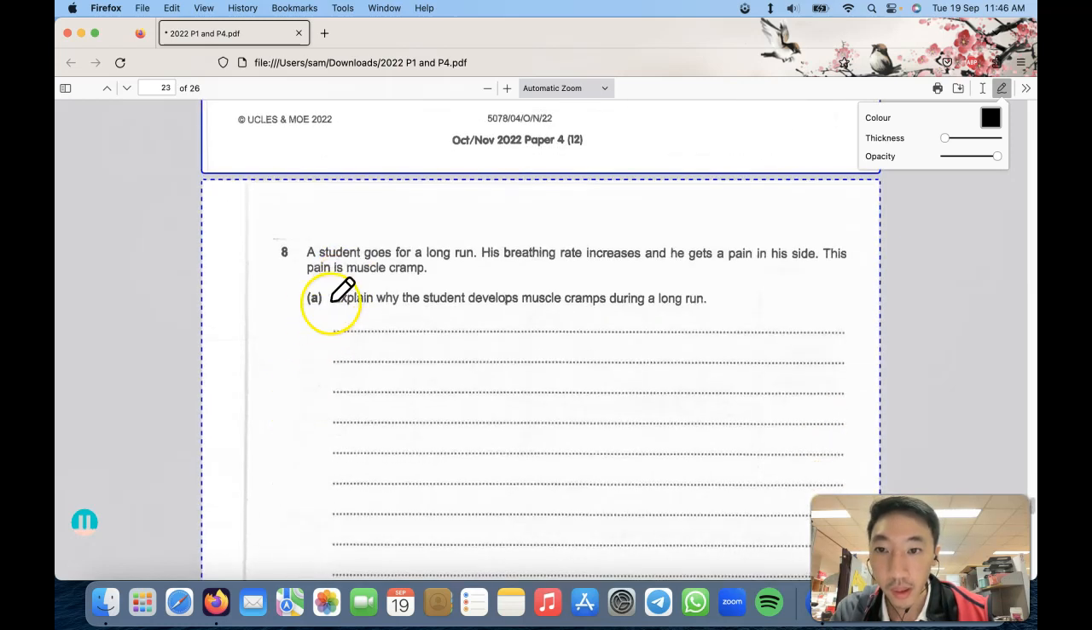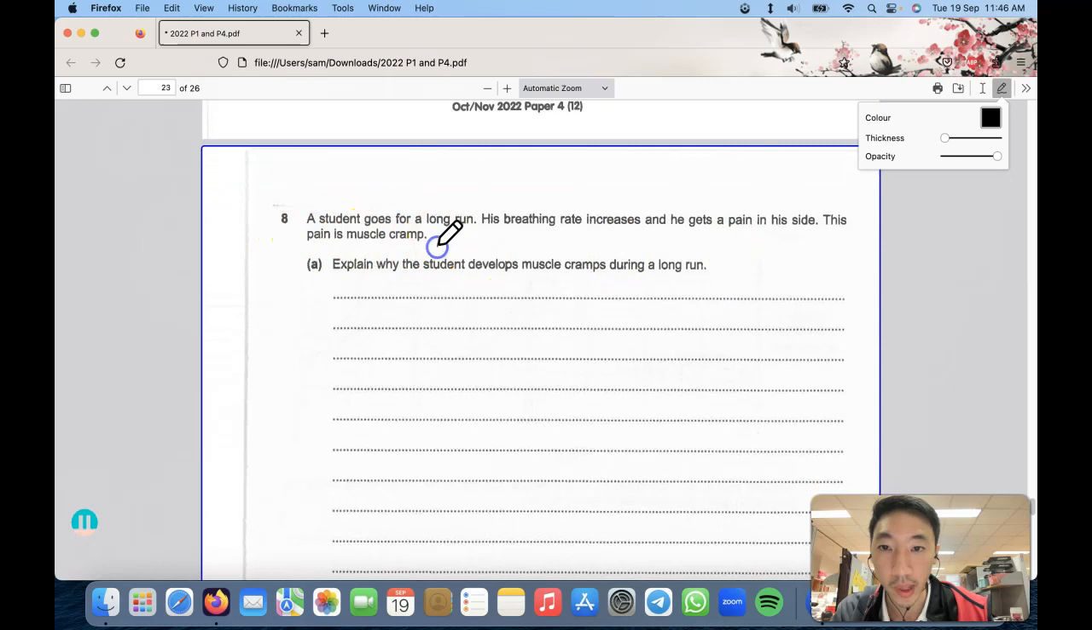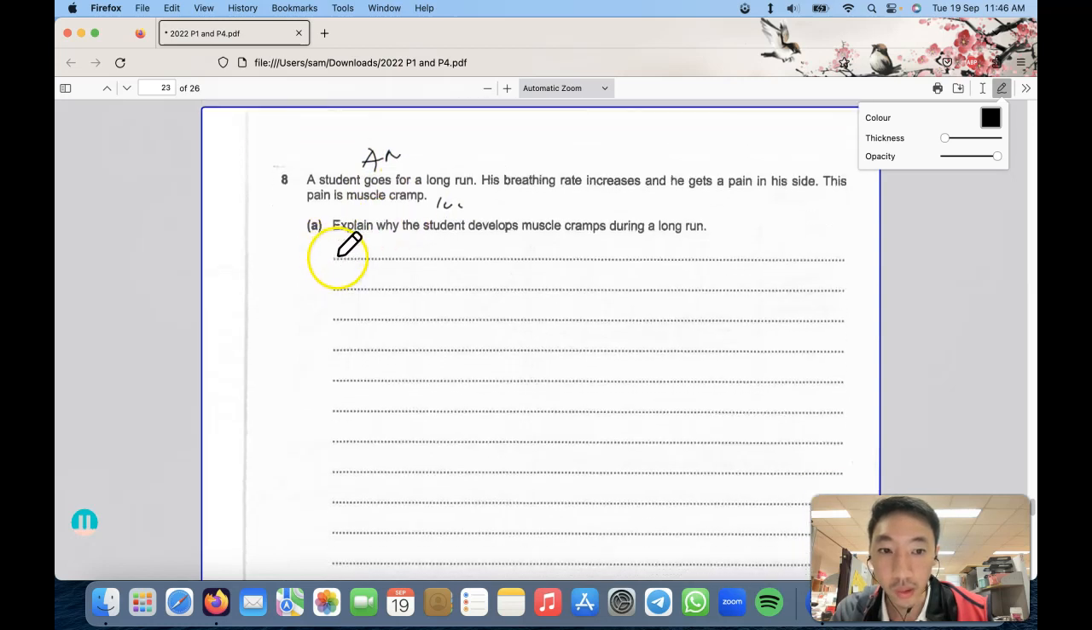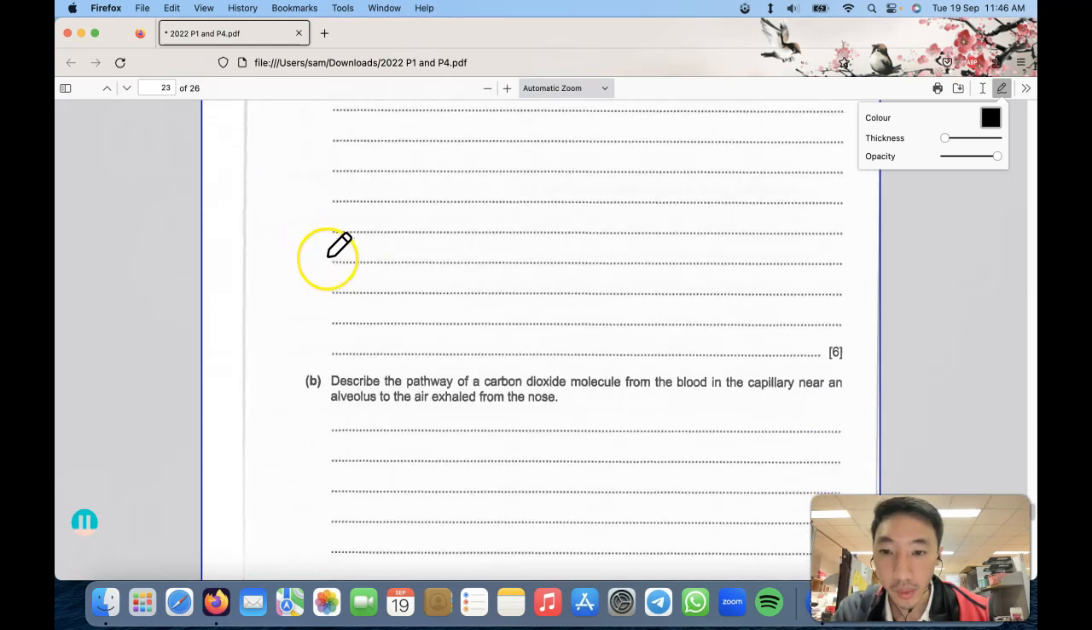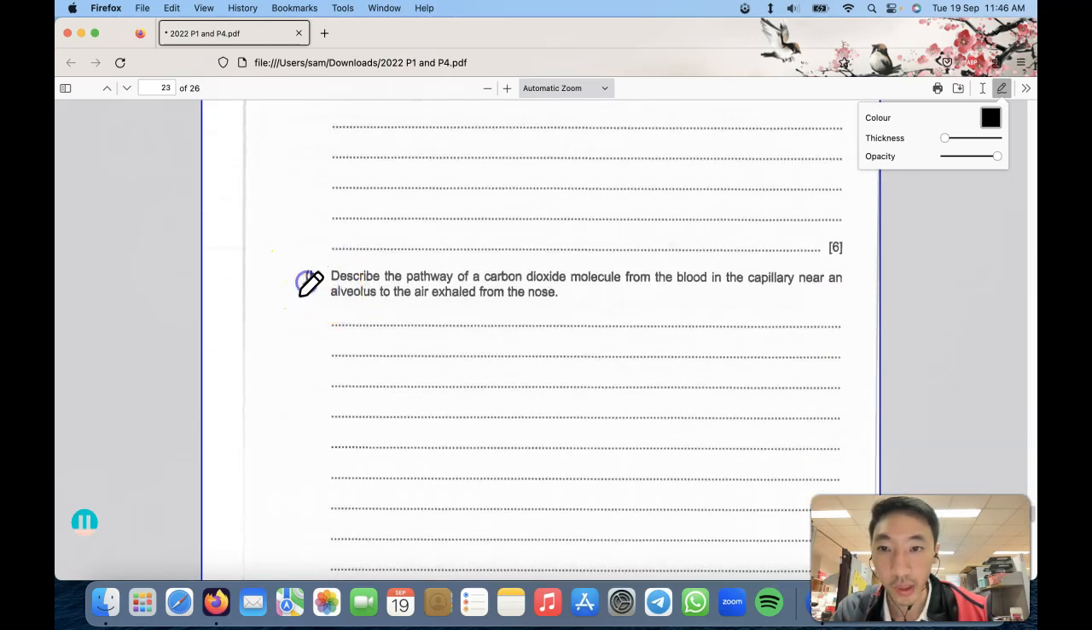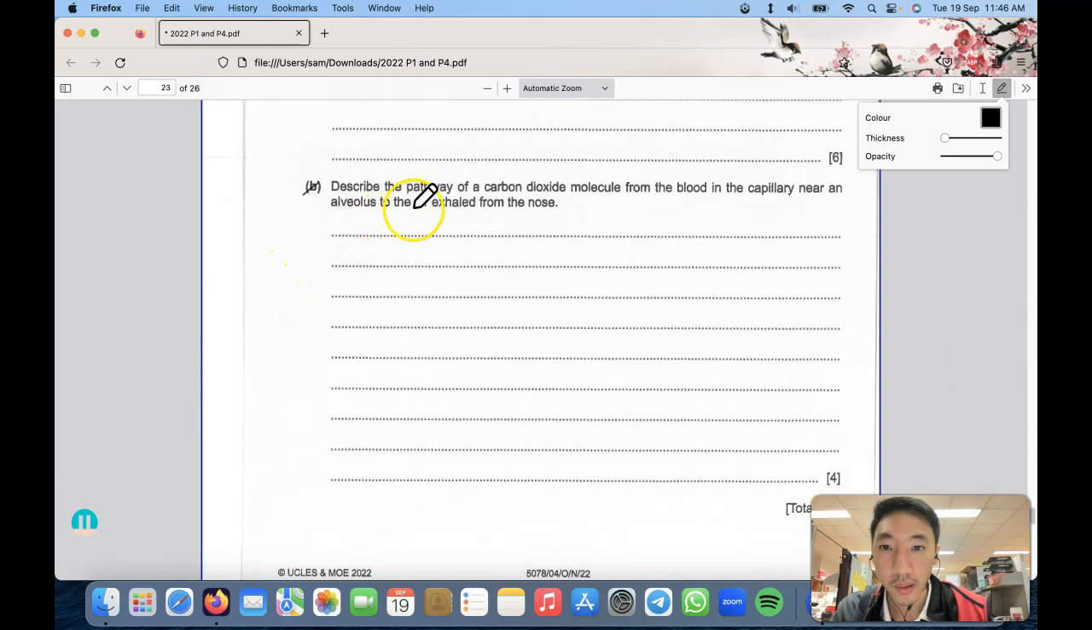Then question 8 is about long run breathing rate increases, gets a pain inside, muscle cramp. So this is about lactic acid, and then also about anaerobic respiration, basically. This one is easy, but I think I will not do this. Of course if I'm not doing that, I'm not doing this also. But just to say, this is about pathway of carbon dioxide molecule from the blood in a capillary to exhale. This one is quite doable.